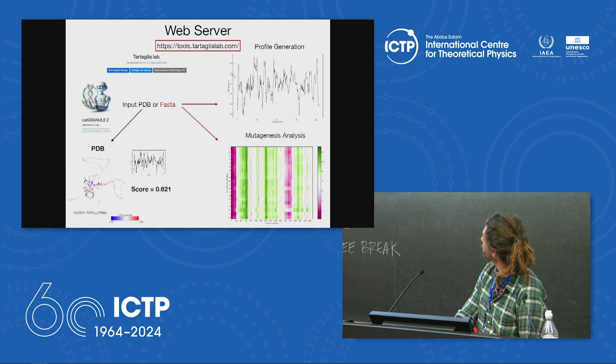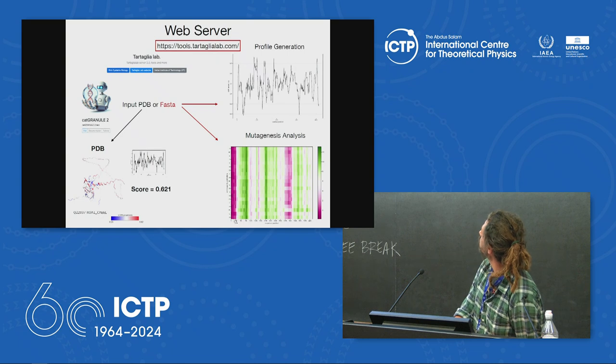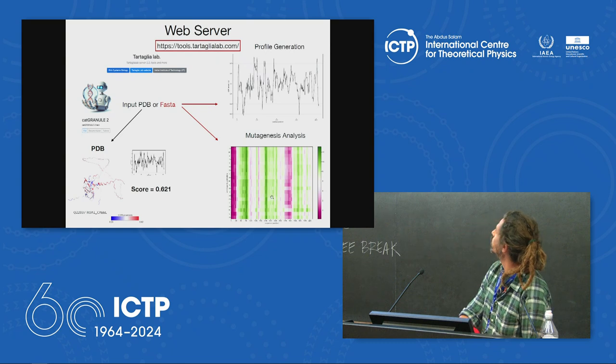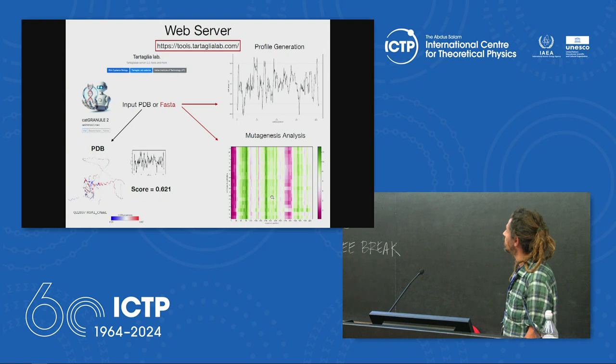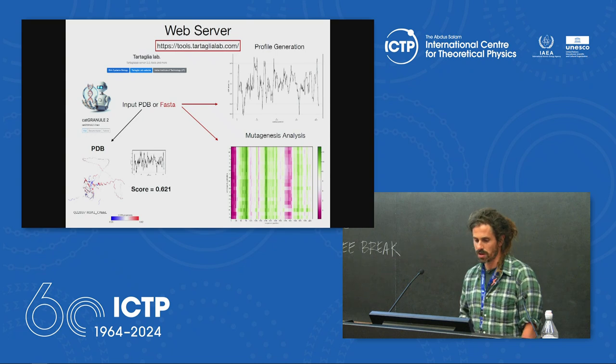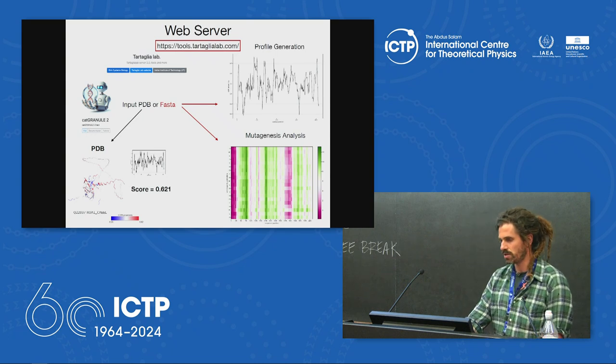For the FASTA file, you have the profile and the score, but also you can generate a mutagenesis analysis where along the sequence, per each position, we mark the possible amino acid substitutions, and with this heat map, you know where the mutation would improve or reduce the condensation ability.